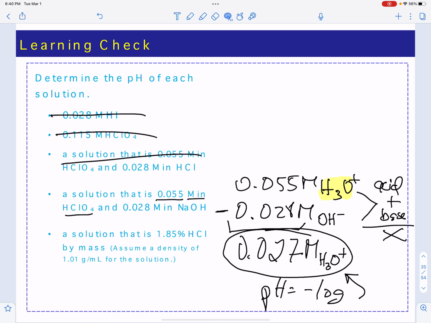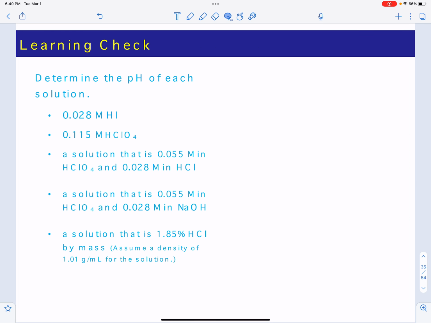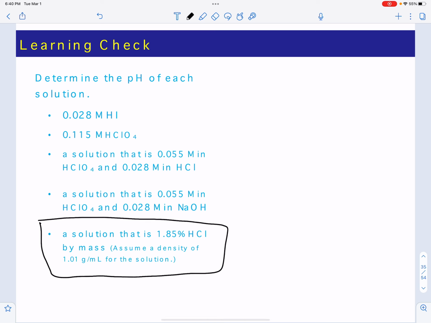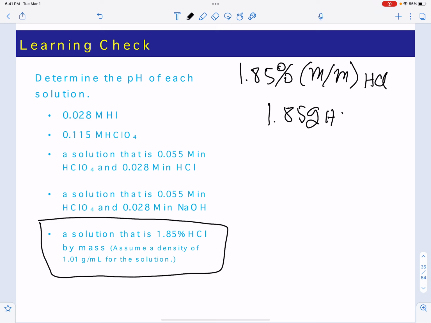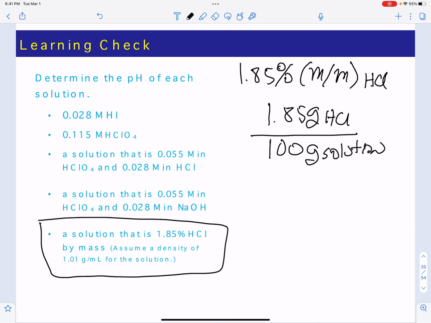And then we're going to close this discussion with something a little bit more challenging, which is material you learned in chapter 14 dealing with concentrations. So we have 1.85% mass of HCl, meaning we have 1.85 grams of hydrochloric acid for every 100 grams of the solution. That's how we do the percent mass, right? Except for molality, it's always solute over solution.